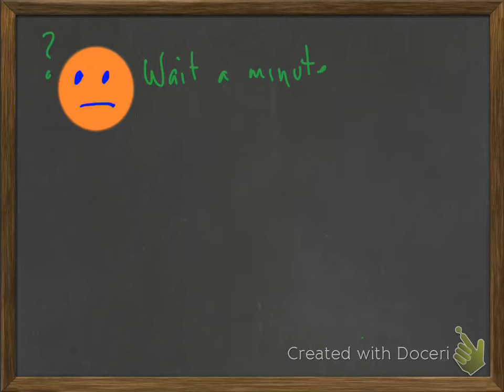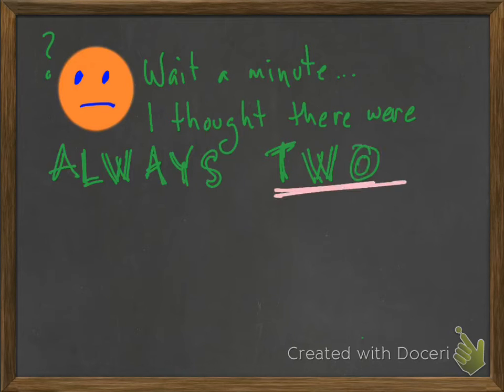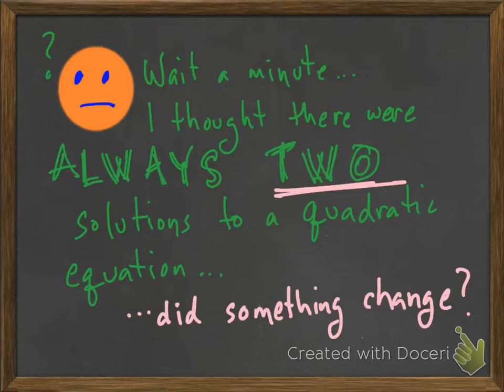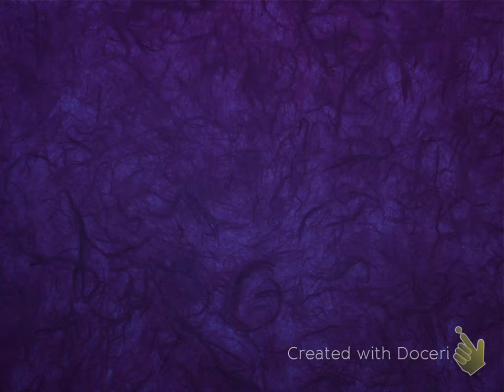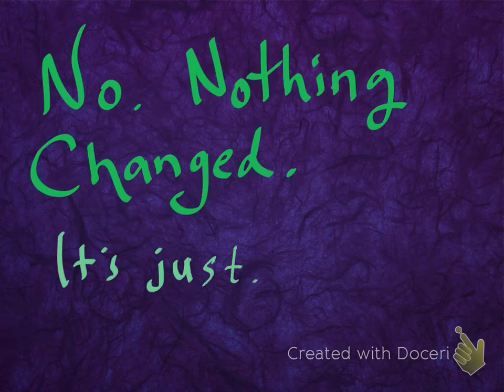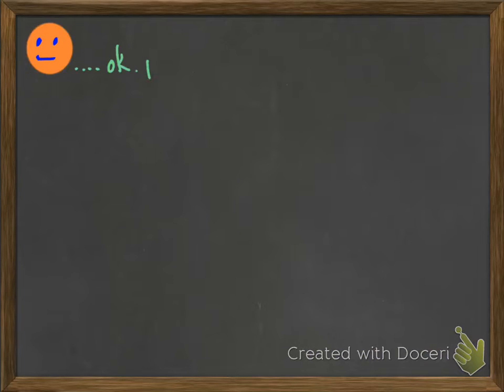You might be thinking, wait a minute, I thought there were always two solutions to a quadratic equation. Isn't that what we've been saying this whole time? That there are always two solutions to a quadratic equation? Did something change? No, nothing changed. All right, it's just a little bit more complicated than that. Okay, so let me explain.